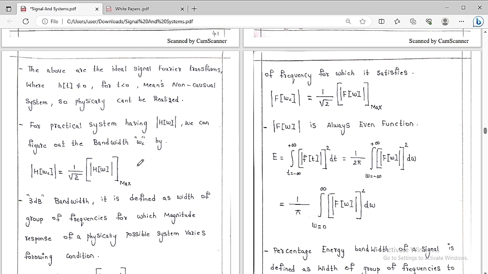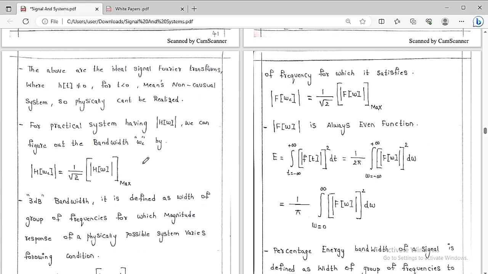So you can see at bandwidth, at this frequency omega c, the magnitude value is equal to 1 by root 2 times the peak value or the maximum value. So that is called the bandwidth. Suppose you have taken some practical system and figured out the magnitude spectrum of H of omega. You need to find the cutoff frequency or the bandwidth. At that frequency, its magnitude is equal to 1 by root 2 times the peak value of the magnitude response, which is magnitude of H of omega c is equal to 1 by root 2 times the magnitude of H of omega peak value.